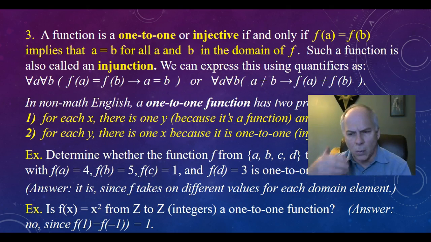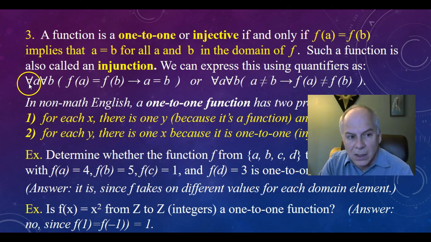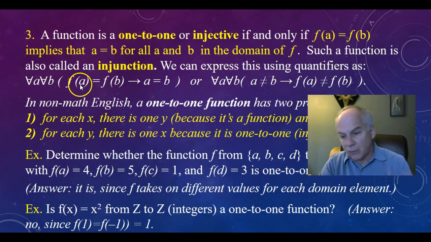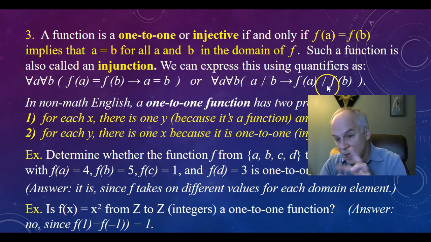Now, in common language, one-to-one is easier to understand, but this book uses injective, or calling it an injection. We can express this using quantifiers as, for all A and for all B, if f of A equals f of B, then A will equal B. Or you could say, for all A and for all B, if A is not equal to B, then f of A is not equal to f of B. Now that right there, I don't know if you recognize it, but that's the contrapositive of the previous statement we just talked about. So there's two ways of looking at it.